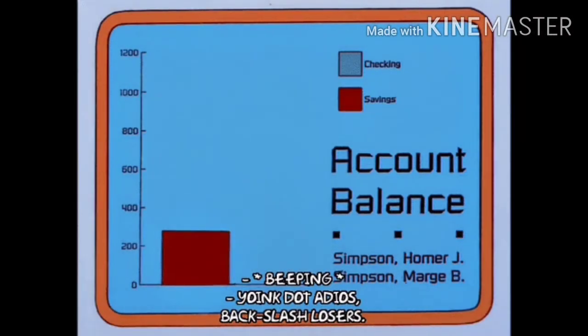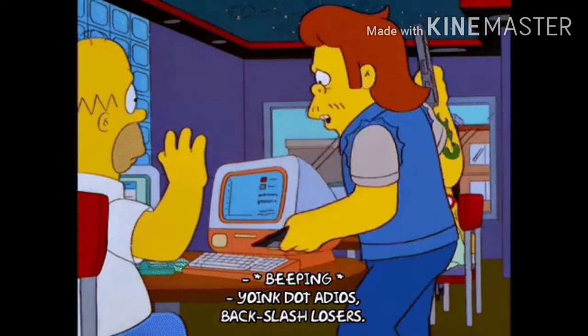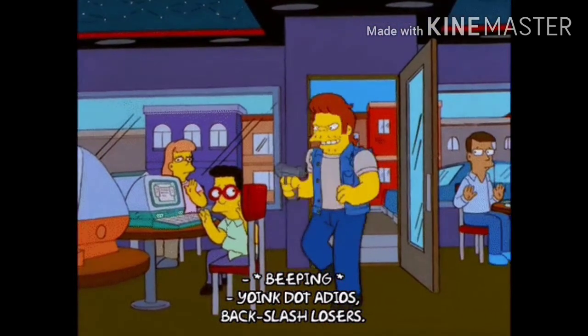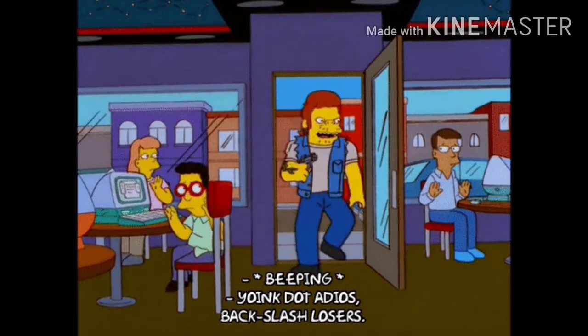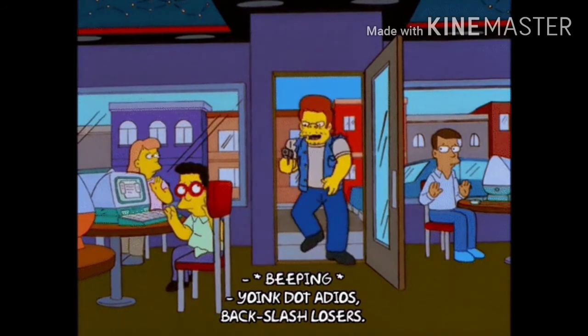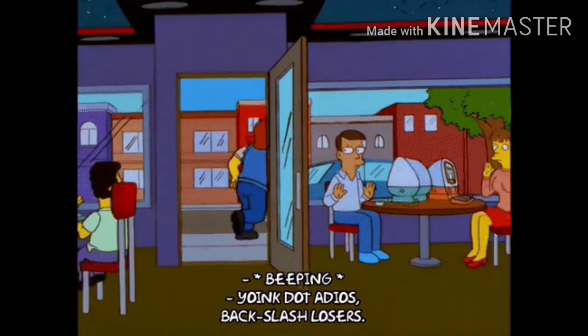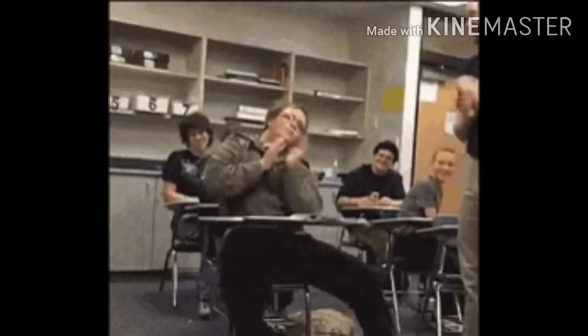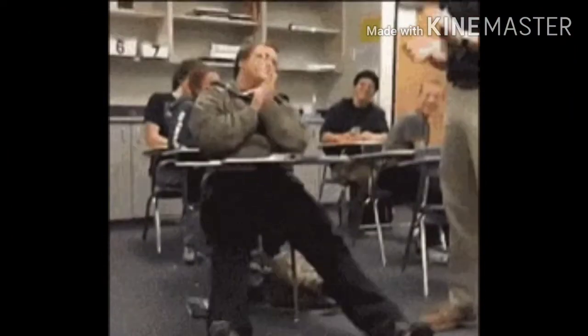Now look at this. Account balance is coming down. We don't know why it is. Let's find out. Oh, there's a thief in the store. No wonder the account balance came down. He's threatening with a gun and he has run out. He's an incorrigible thief and has been sent to jail many times, meaning he goes to jail and comes back even worse than he was before he left. He's clapping. He was caught sleeping, now he's clapping.